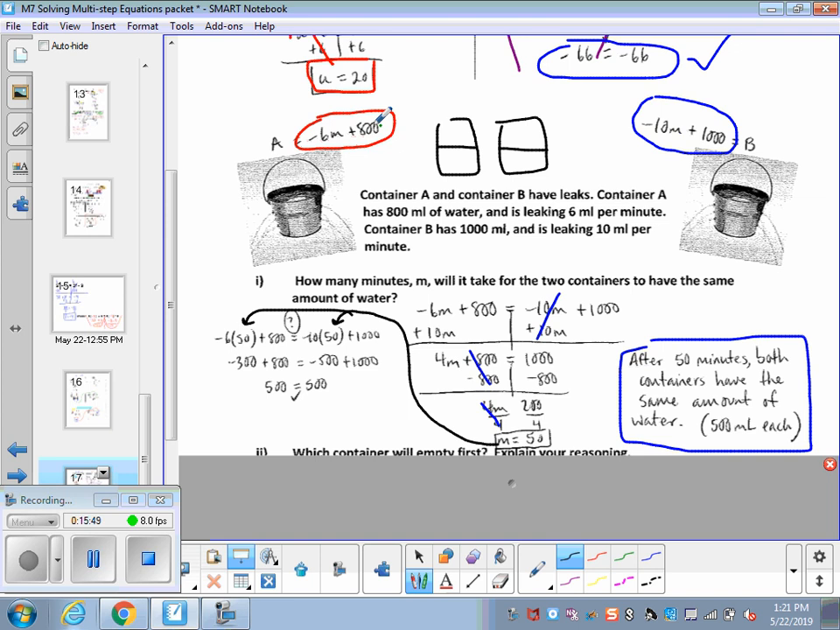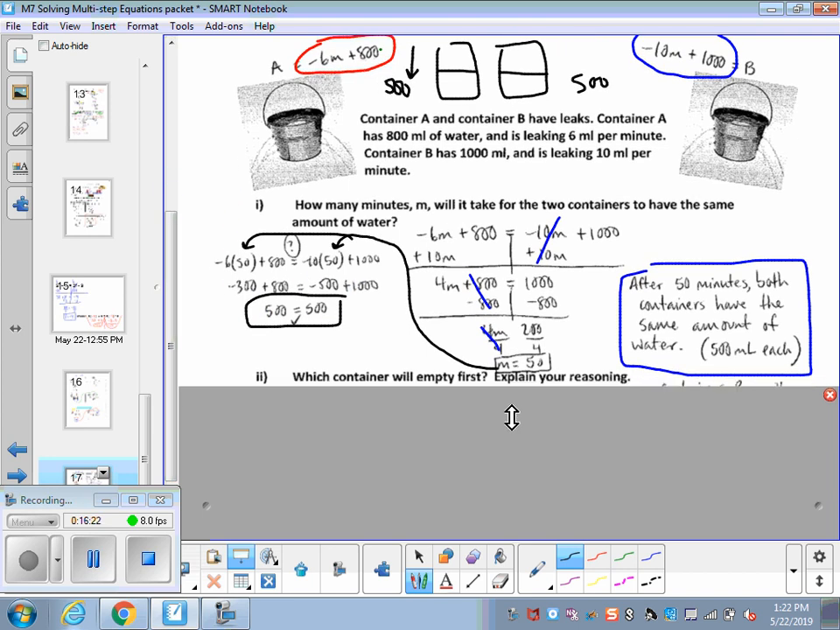If this started out with 800 and decreases 6 milliliters per minute, after 50 minutes, it would have 500 milliliters of water left in it. Now this one started out a little higher, but it's also leaking faster. And what we're saying is that if it started out at 1,000 and drained at 10 milliliters per minute, after 50 minutes, this side would also have 500 milliliters of water, okay? So after 50 minutes, they'll both have 500 milliliters of water.